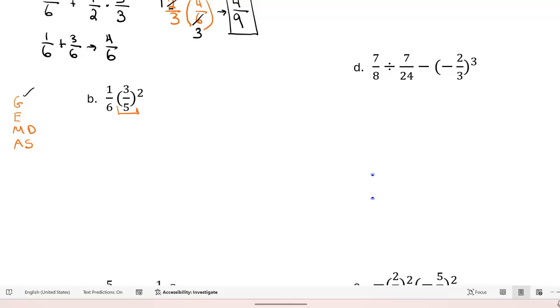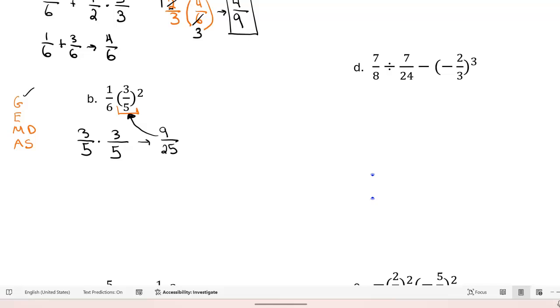All right, so now we're going back to how do we deal with exponents? We identify the base, which is 3/5. We are multiplying 2 of those together. So multiply by 3/5. That gives me 9/25. So now I take the 3/5 squared and I replace it with the 9/25.